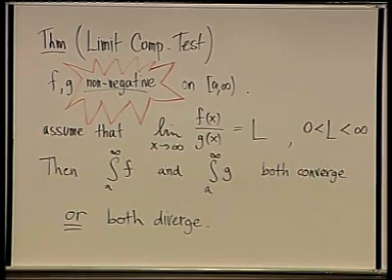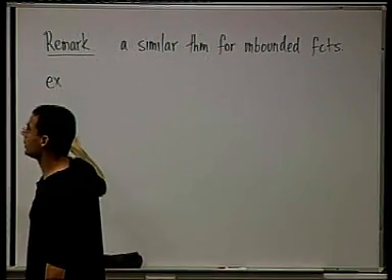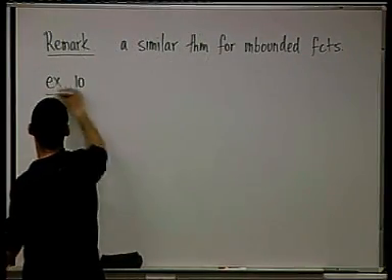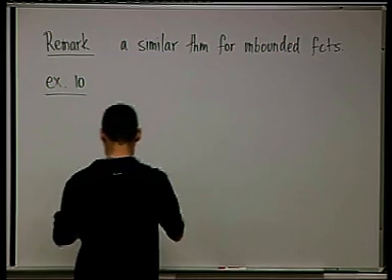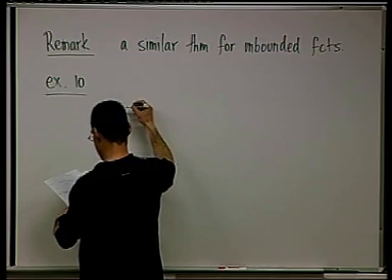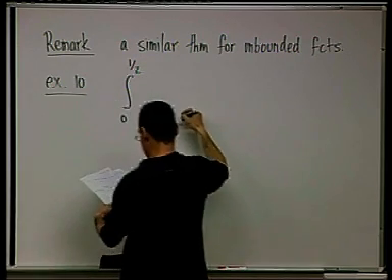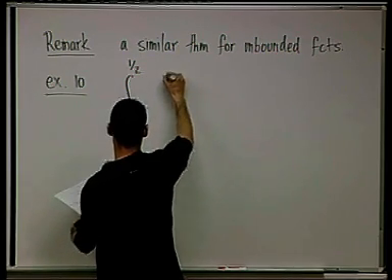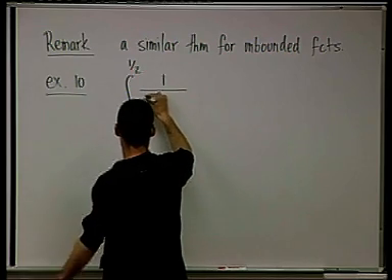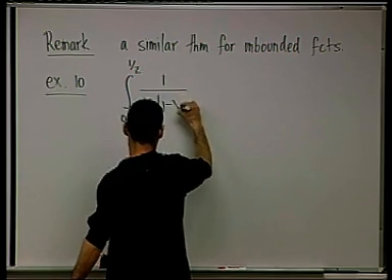Example number what? 10. Suppose we want to calculate the integral from 0 to 1/2 of the function 1 over x times root 1 minus x.